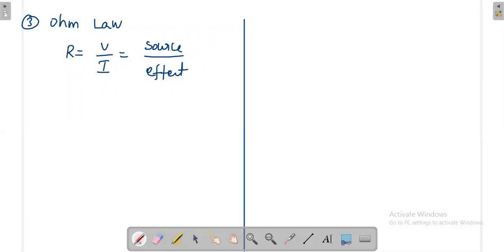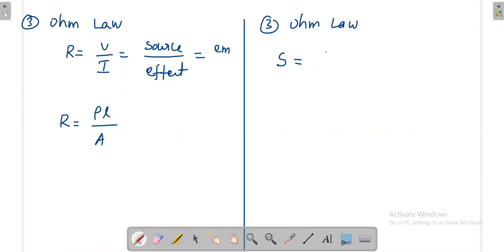That R value always depends on rho L divided by A, where rho is the resistivity of the material, L is the length of the material, and A is the cross-sectional area of the material. Whereas in the case of magnetic circuits, you can write Ohm's law here too. Instead of R, we write the notation S. V means EMF divided by the effect.